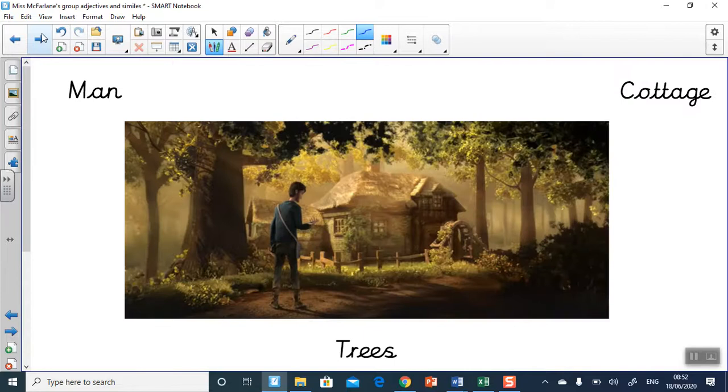So, what I would like you to do now is pause the video and have a go at thinking of any adjectives to describe this picture. So you might want to think about describing the trees, Viridian, or the cottage. Pause the video now and see if you can think of any adjectives, any describing words that describe this picture. Okay, let's have a look at some of mine then.